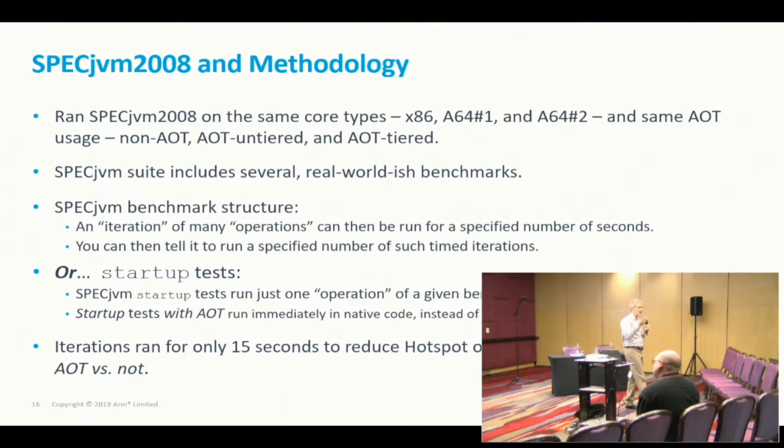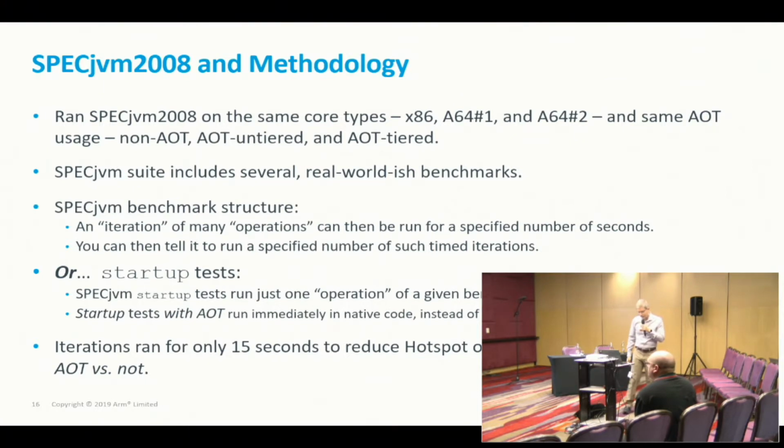I ran these on the same core types, but in fact, actually the exact same machine, the same silicon. So the same machines, and also ran them under the same usage cases: non-AOT, AOT tiered, and AOT untiered, just like I saw on that slide with the flowchart earlier.